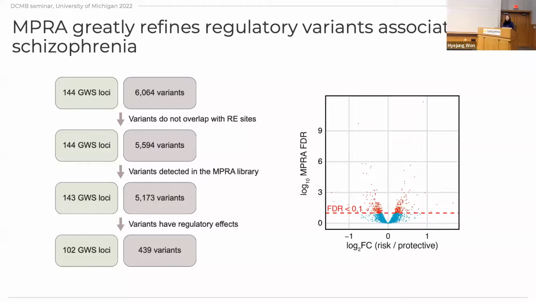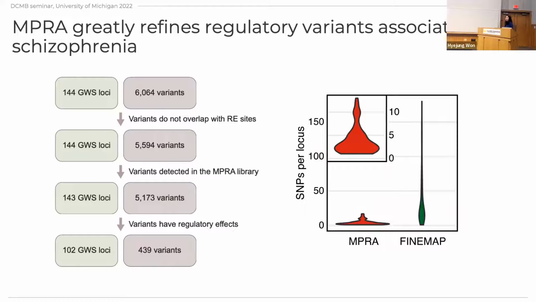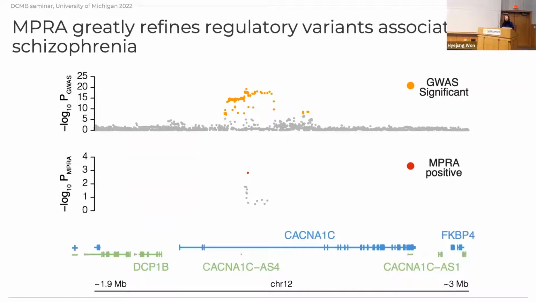If you see the volcano plot of these variant functions, we are not only identifying the significant variants, but we can also find the directionality of their effects, meaning that we now know whether the risk allele, which increases the risk for developing schizophrenia, is increasing or decreasing gene expression. On top of that, we're not only narrowing down the variant list from 5,000 to 400, but we can dramatically reduce the number of SNPs per locus. Even after performing fine mapping, still a huge chunk of the loci could be explained by more than 50 variants, but by performing MPRA, we can usually explain a given locus by fewer than 5 variants. This is a perfect example of how MPRA can greatly narrow down the SNP list.